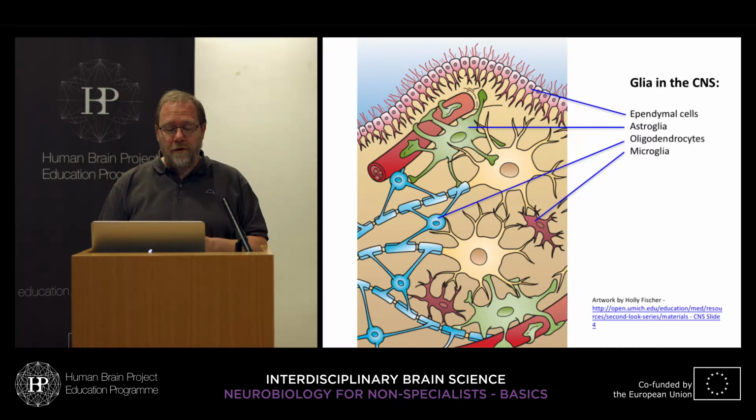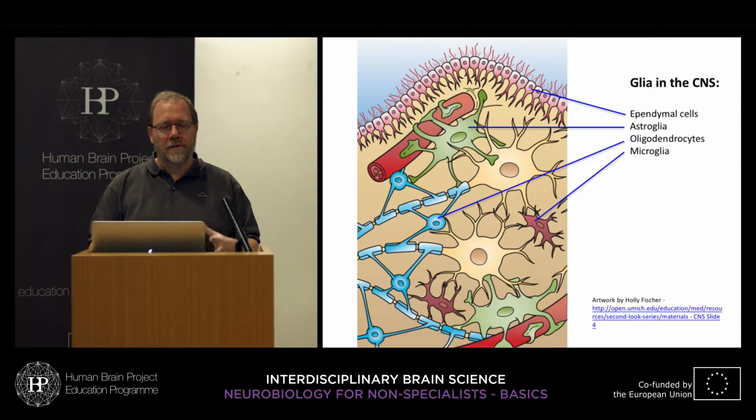And then we have a fourth class of glia. This is the so-called microglia, and the microglia in the end is a type of immune cell. It's basically helping the neuron in case of damage, and it reacts on damage done to the brain.